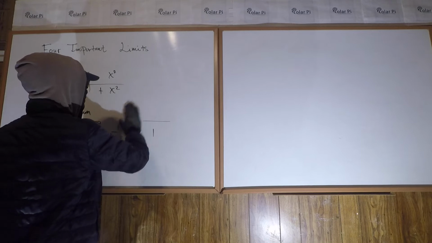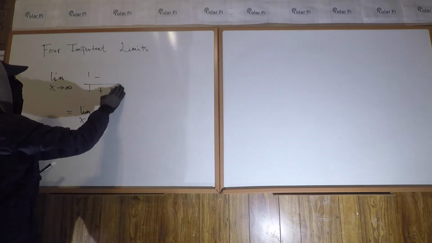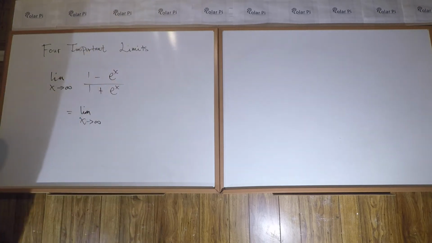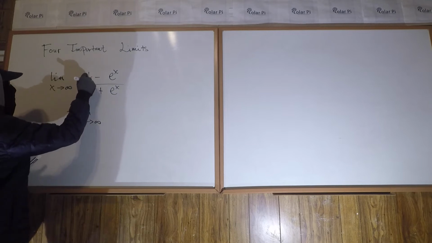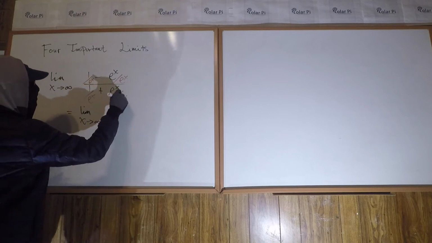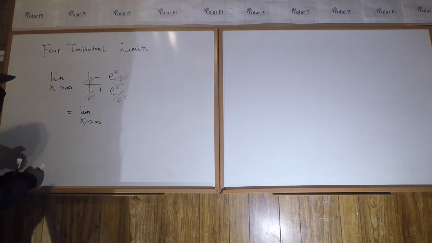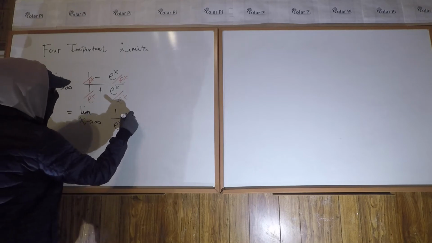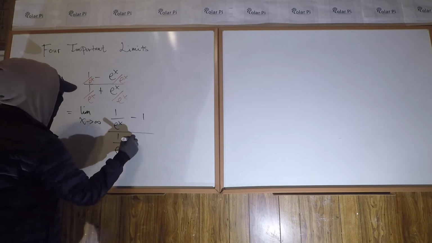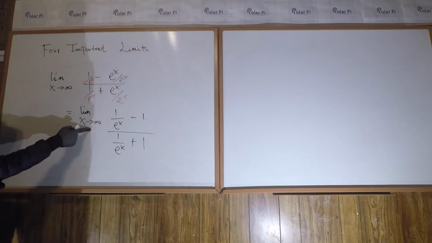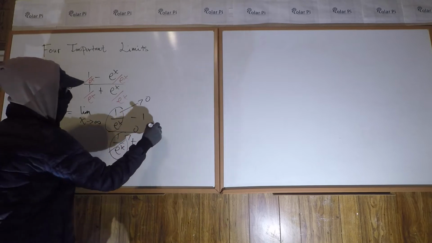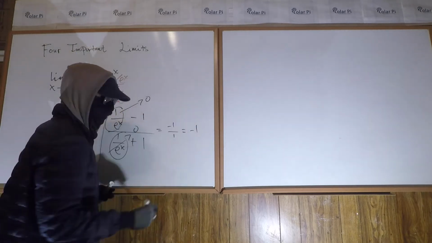So we want to do a similar thing, but with e to the x this time. So e to the x is here, and e to the x is here. So we divide by the dominant term. In the interest of time, let me just divide by e to the x. What we've got is the limit as x goes to infinity of (1 over e to the x minus e to the x over e to the x) over (1 over e to the x plus 1). Again, as x goes to infinity, this goes to 0. This goes to 0. And so we go to negative 1 over 1, negative 1.